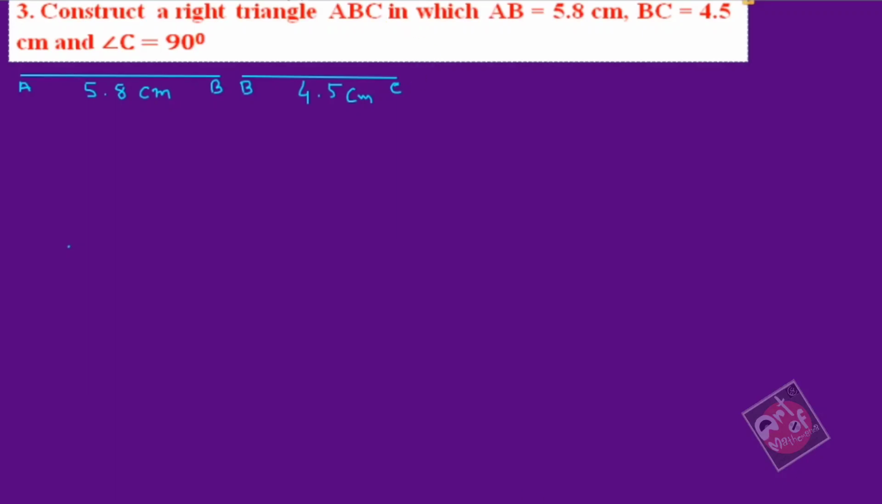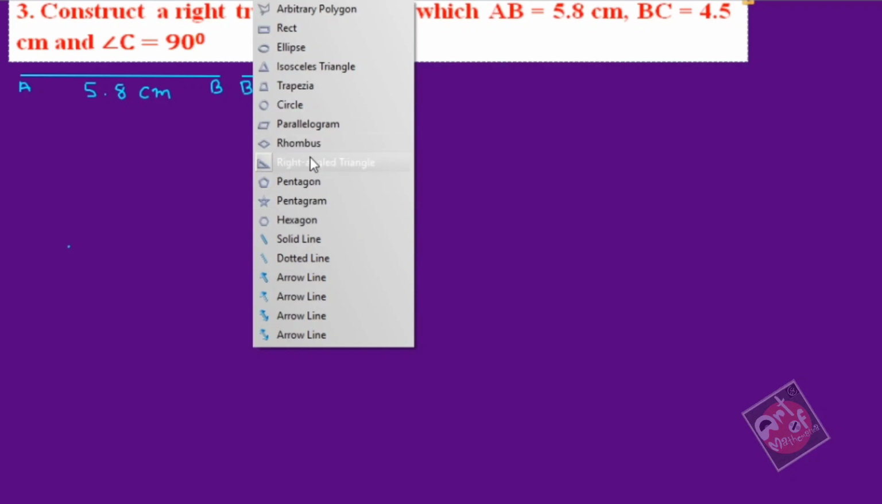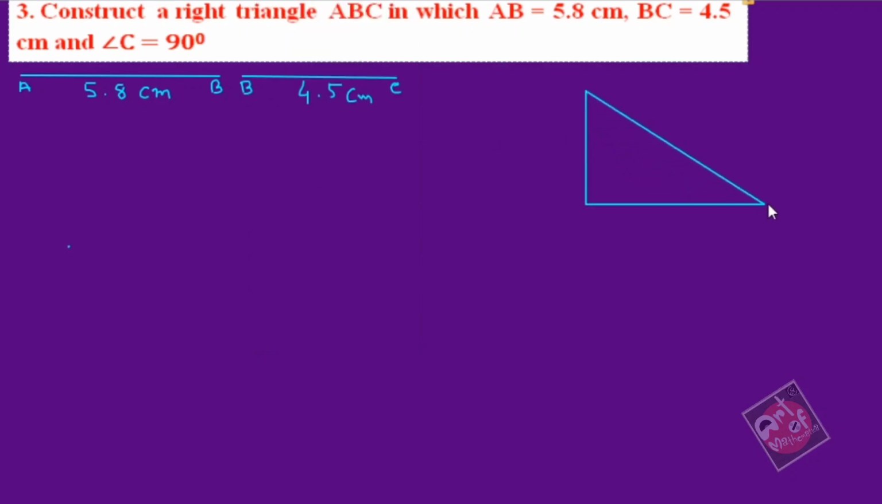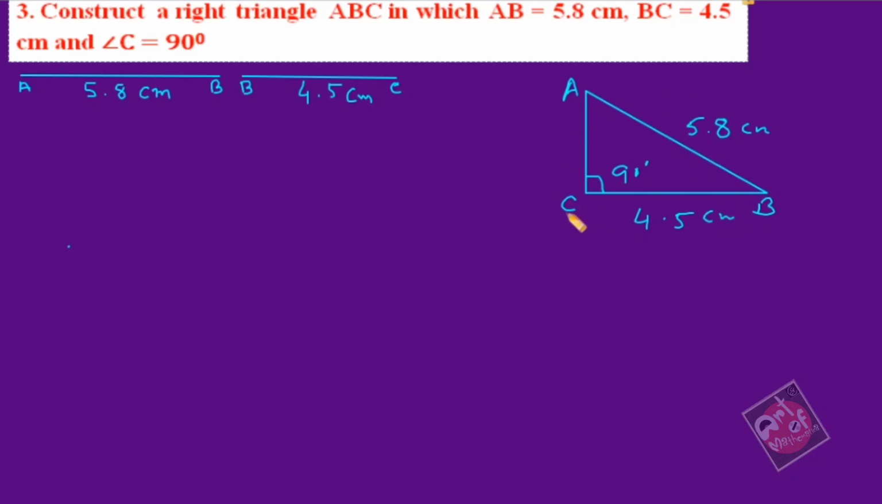Before doing this, let me show you the rough work so that you can understand it well. If it is a right angle triangle, this should be C, and this is 90 degrees. Suppose this is A and this is B, that means the hypotenuse AB equals 5.8 centimeters, that I have drawn here, and BC, this one, is 4.5 centimeters. So I think you can get the idea. From there I am going to construct it.